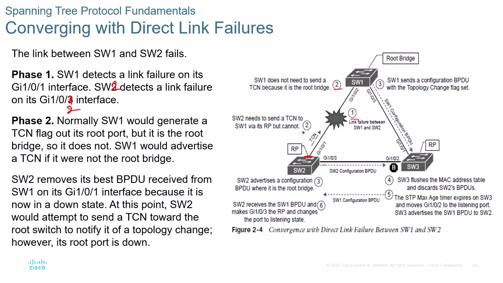Link failure. These two will figure out that they need to. The link failure here is down, and because, while it is a root port, the link failure is down, this side is a designated port, so it cannot move out. Switch 2 will remove its best BPDU from its path because it's now in a down state. This is now down. Switch 2 will attempt to send a TC in towards the switch to notify the change.